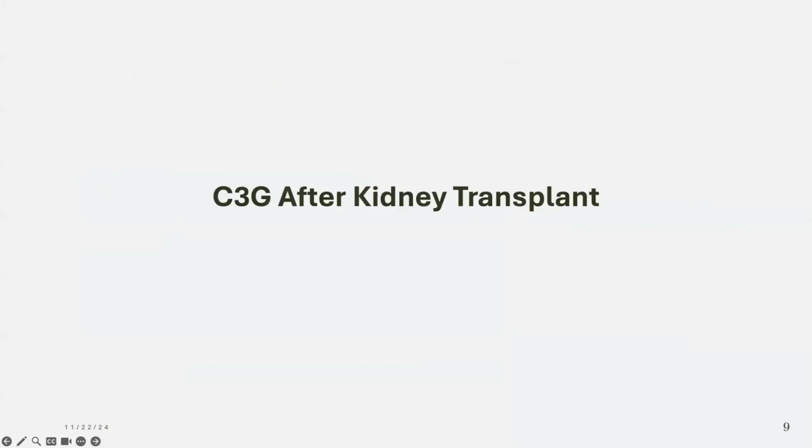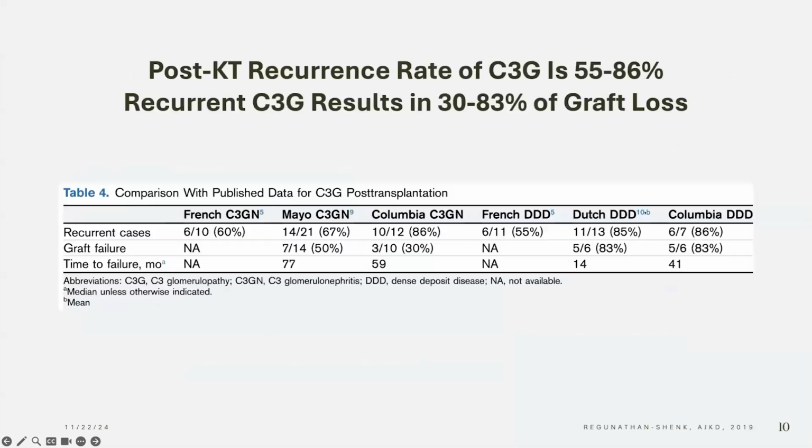Guess what will happen after kidney transplant? Post-kidney transplant recurrence rate of C3G is 55 to 86%. Recurrent C3G results in 30 to 83% of graft loss. DDD has even higher graft loss rate compared to C3GN.